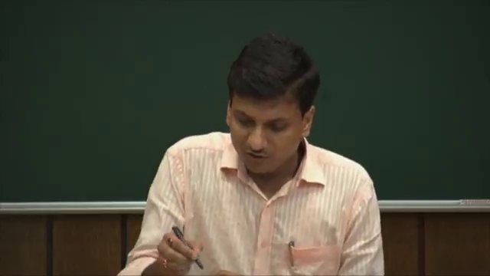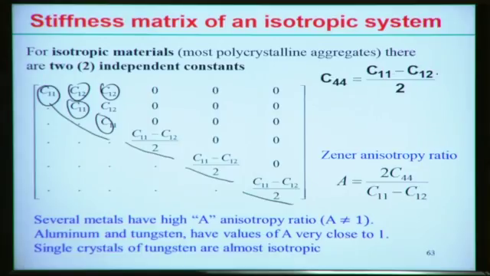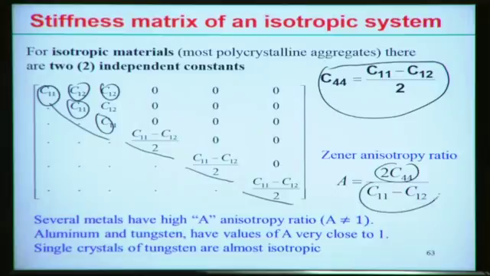Now if we look into that, actually (C11 minus C12) by 2 equals C44. This relation exists when the material is isotropic. Sometimes this ratio, called the general anisotropy ratio A, is used to analyze the anisotropic nature of the material. For example, if it is perfectly isotropic, then this relation is true. But if it is not perfectly isotropic, then we can introduce this ratio.